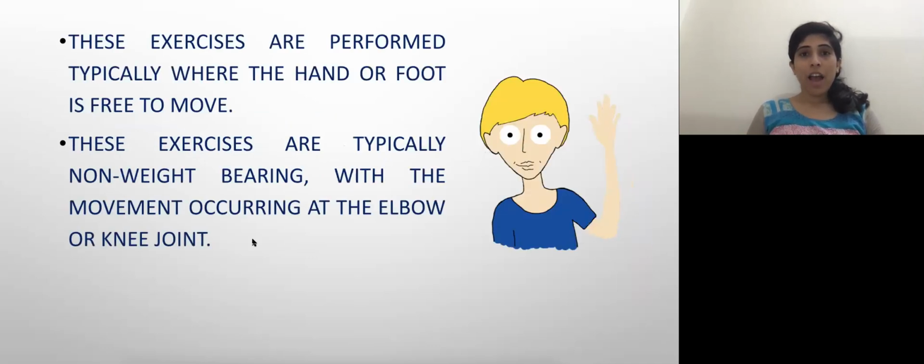These exercises are typically performed where the hand or foot is free to move. They are typically non-weight bearing, with the movement occurring at the elbow or knee joint. So during open kinematic chain exercises, the knee joint and ankle joint movement may or may not be associated with the shoulder or wrist joint motion. Or we can say in the lower limb, it may or may not be associated with the hip or ankle joint.